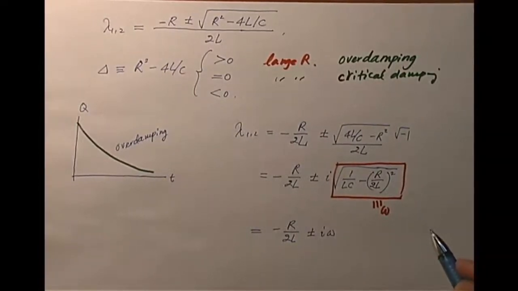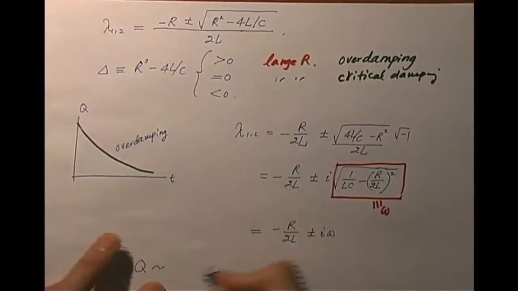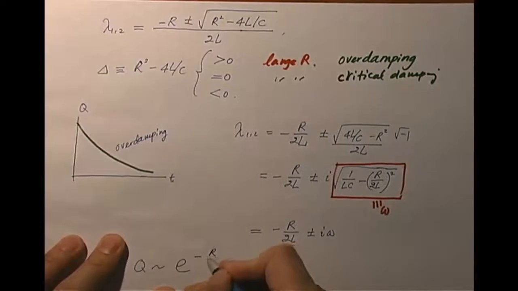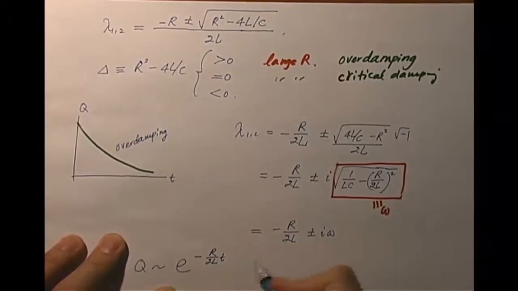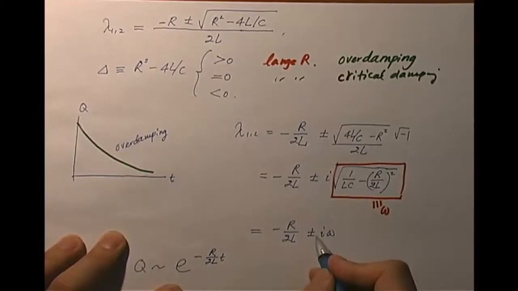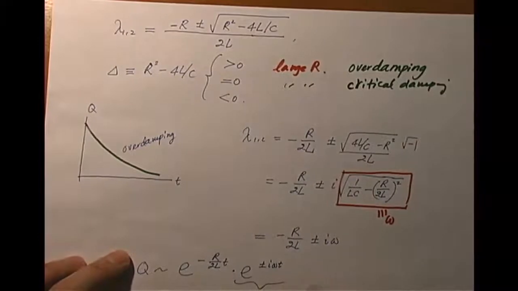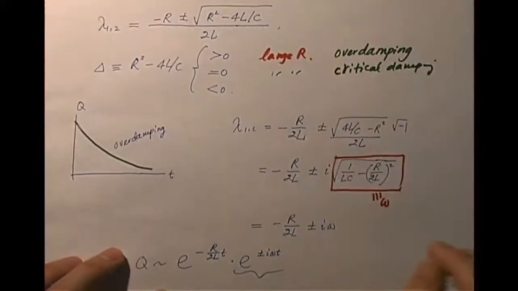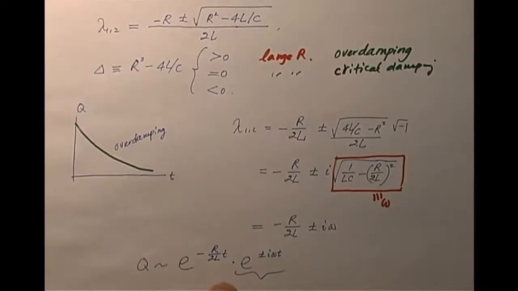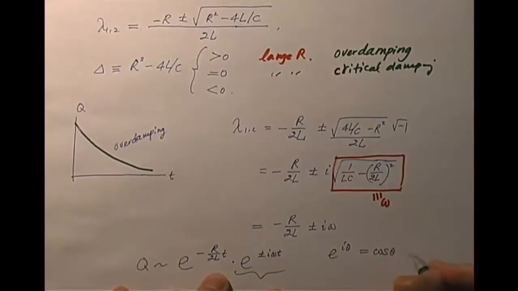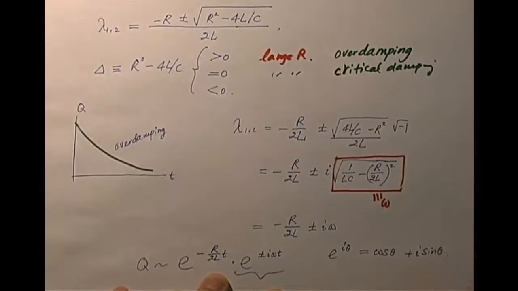Now, remember our whole solution is e to the power lambda t. So Q should go like e to the power lambda t, where lambda is right here. So it's e to the power negative R over 2L t, and then don't forget there is also e to the power plus or minus I omega t. What is this? Anybody who knows the Euler formula knows that e to the power I theta is cosine theta plus I sine theta. That's the famous Euler formula.